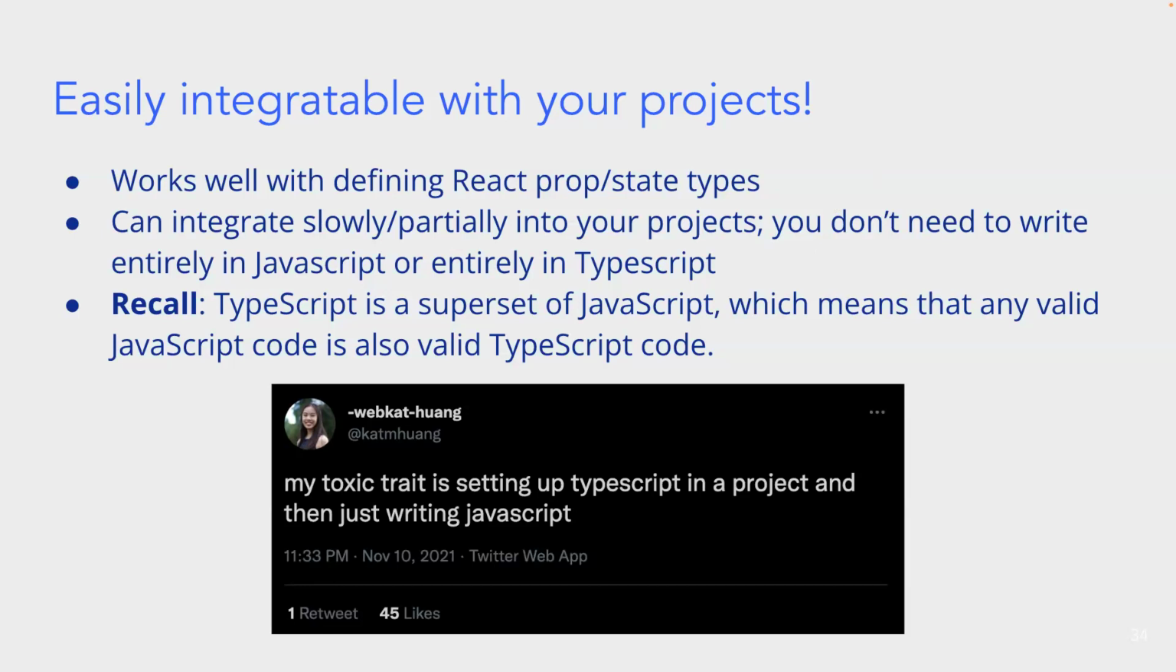So this Twitter post says, my toxic trait is setting up TypeScript in a project and then just writing JavaScript. Basically this means that a lot of developers aim to use TypeScript because it's, I think, better coding standards, but sometimes they get lazy and don't define all their types. And then it just ends up becoming JavaScript. But you shouldn't do that. You should make your code type safe with TypeScript.